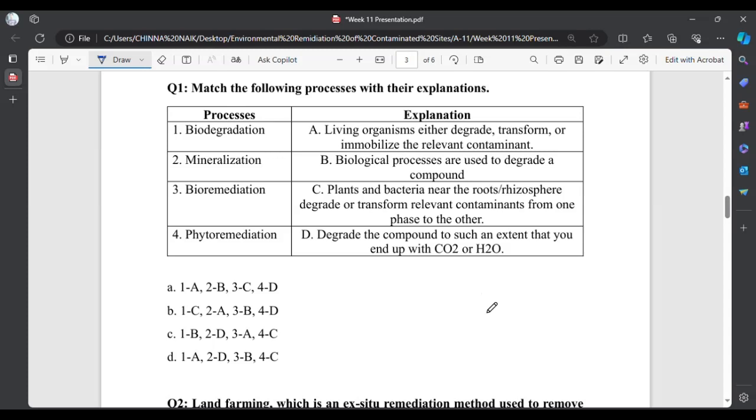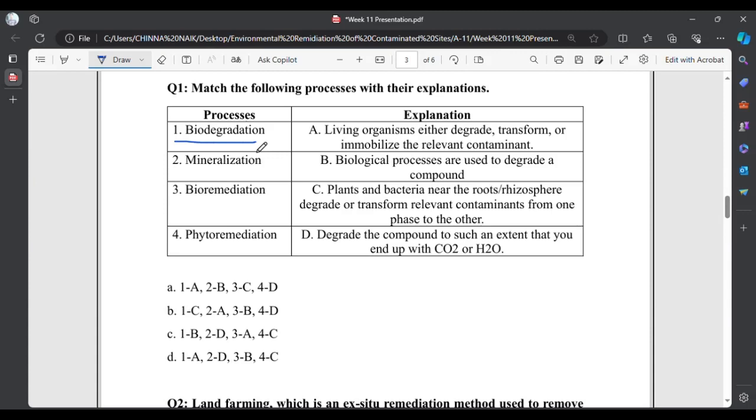A, B, C, D. A: the living organism either degrades, transfers or immobilizes the relevant contaminant. B: biological processes are used to degrade the compound. C: plants and bacteria near the root, or rhizosphere, degrade or transfer the relevant contaminant from one phase to another. D: degrade the compound to such an extent that you end up with CO2 and H2O. Biodegradation.